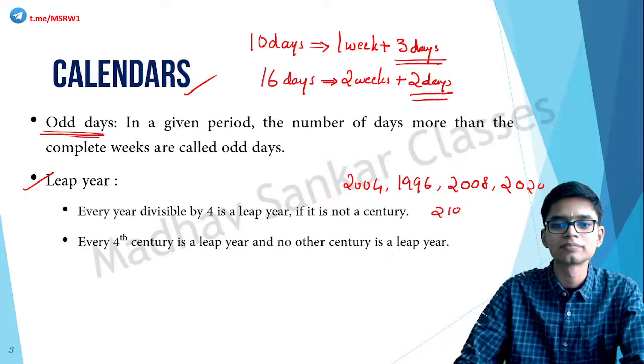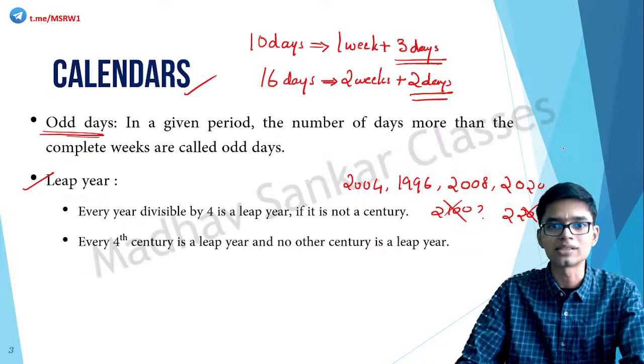No. 2100 is not a leap year. Is 2200 a leap year? It is divisible by 4, correct? But still it is not a leap year. 2300? No. Got it. So centuries are not leap years. Any other year that is divisible by 4 is a leap year.